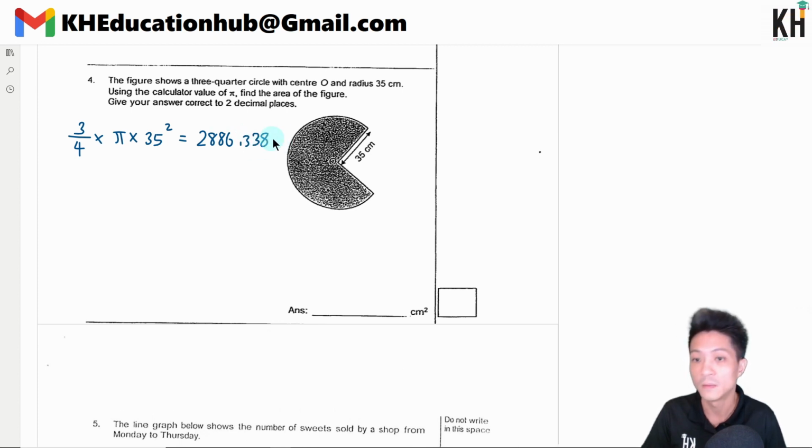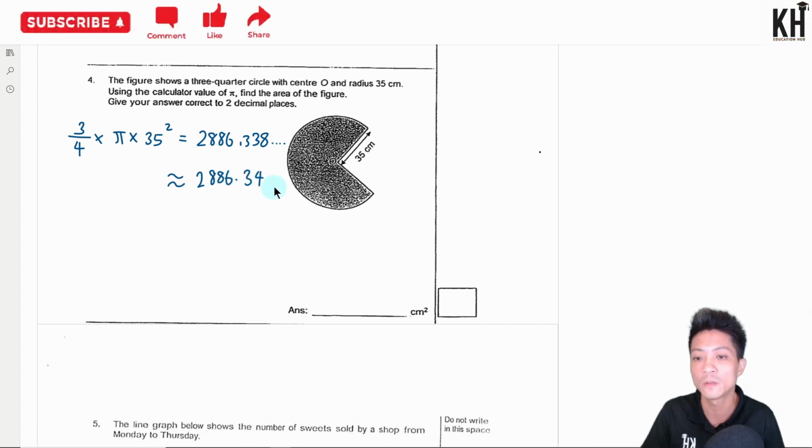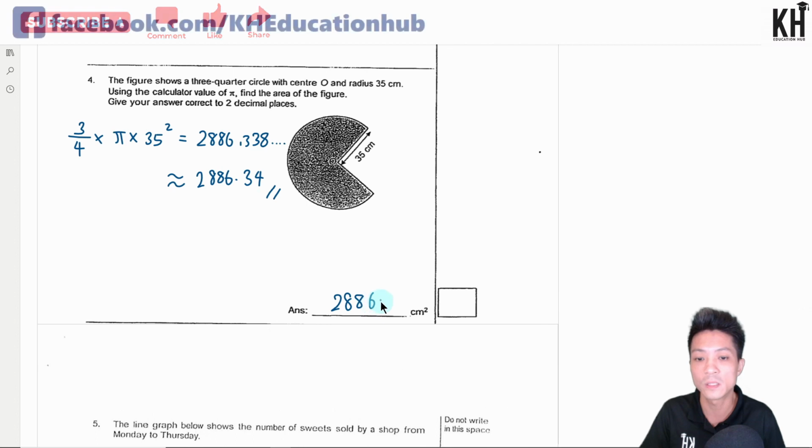2886.338 and so on. If you round it off to 2 decimal places, it will be 2886.34. So 2886.34 is the answer.